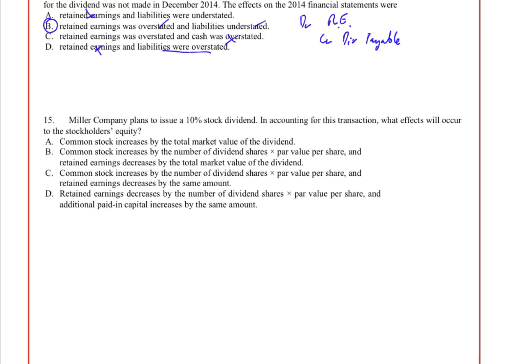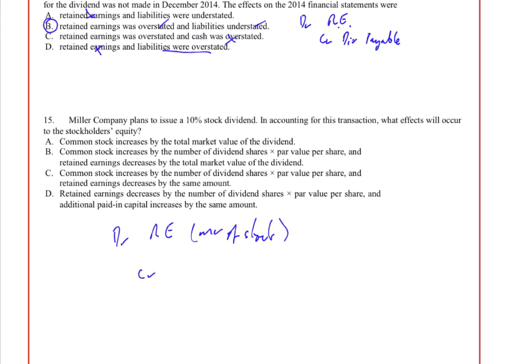Question 15. The company plans to issue a 10% stock dividend. In accounting for the transaction, what's going to occur to stockholders' equity? Well, remember what happens is that when we have a stock dividend, all we're doing is shuffling around funds within stockholders' equity. So there's going to be a debit to retained earnings based on the market value of the stock, and there's going to be a credit to common stock.